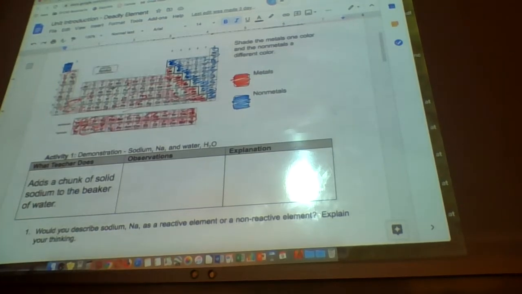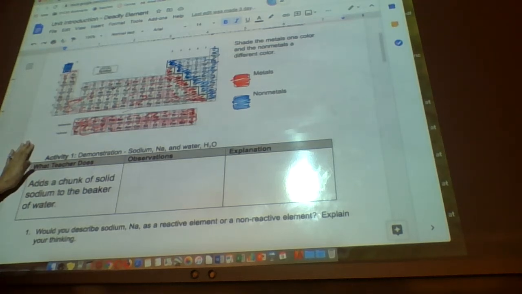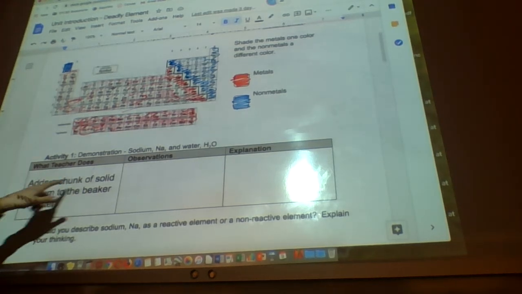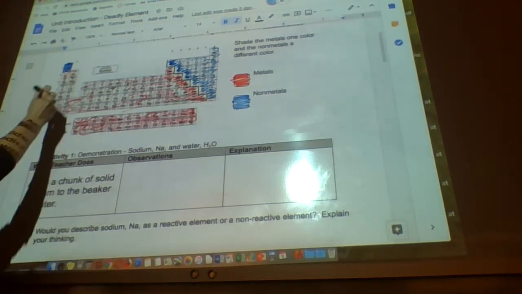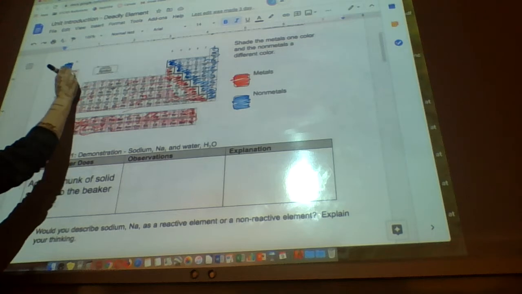So a big part of this unit is going to be identifying the differences between metals and non-metals, or identifying elements as metals or non-metals. Activity number 1, we're going to go back to the fume hood. I'm going to do a demo with, it says, adds a chunk of solid sodium to the beaker of water. Just to practice, sodium is right here. Its symbol is Na.